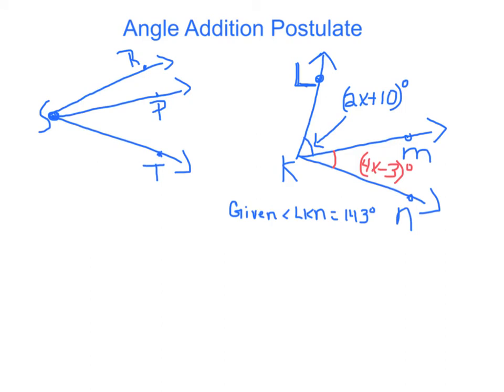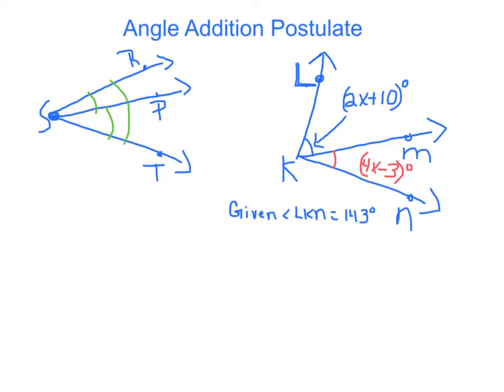In a previous lesson, we looked at the segment addition postulate. In the segment addition postulate, we took small segments and added them together and got a larger segment. The angle addition postulate is the same thing, only we will be dealing with angles. When we look at this first diagram, we have angle RSP, and if we add it to the other small angle, which is PST, we will get the larger angle of RST.